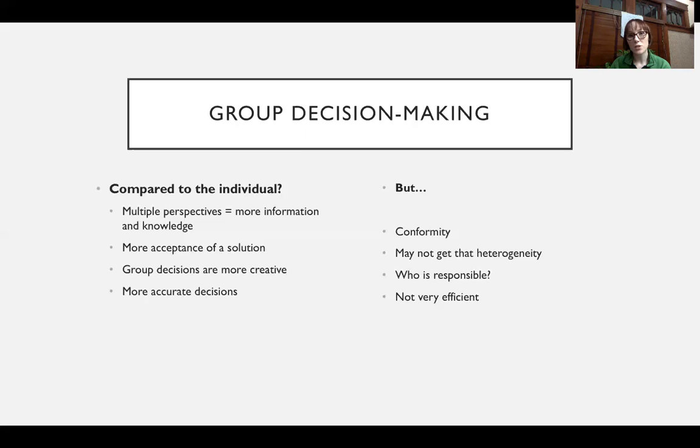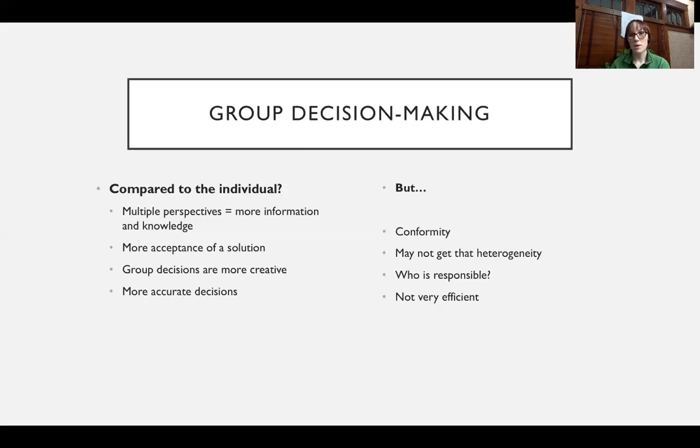Another issue with group decision making is who is responsible. This is why we have social loafing, because when you put a group together, it's unclear who is responsible. The responsibility is shared. And because of that, when things go wrong, it's actually really hard to decide who to blame or who is accountable, who needs to understand what they did wrong and learn from it.